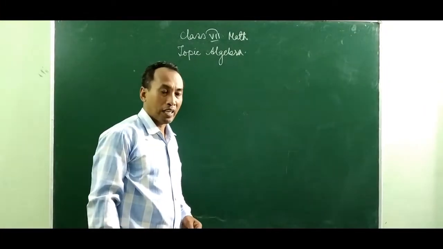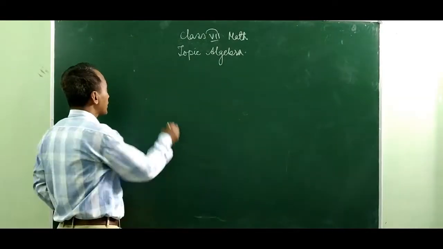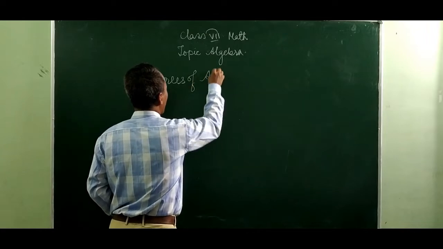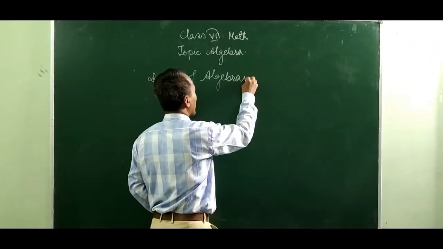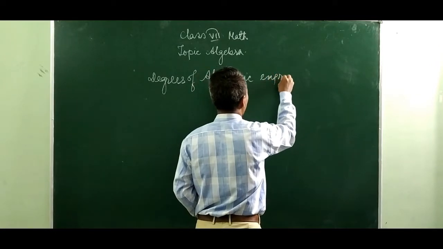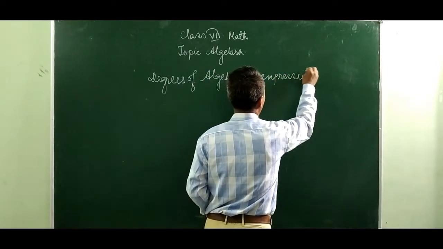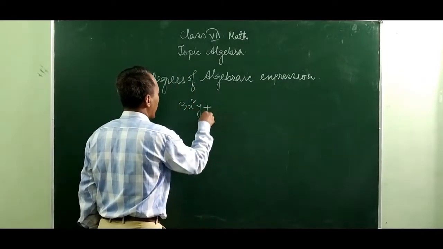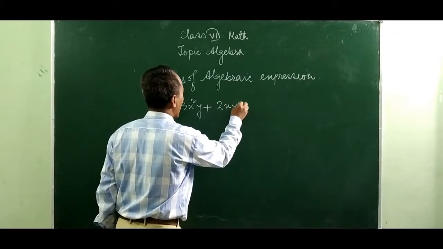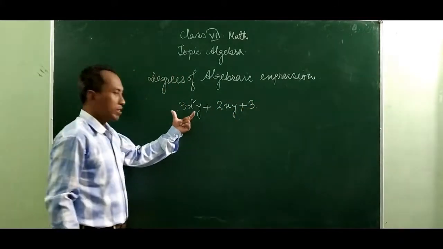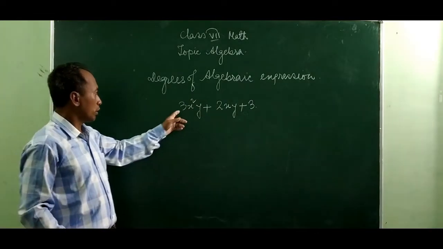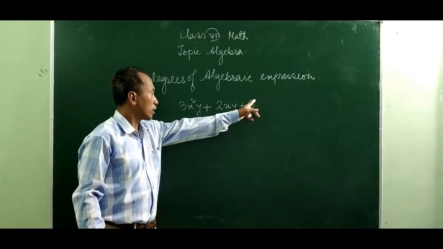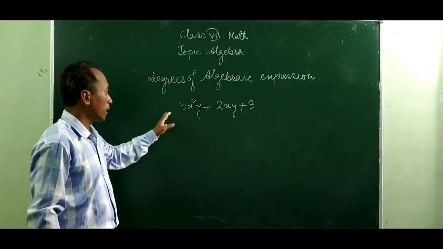Study about algebra, and we are going to study about the degrees of algebraic expression. Three x square y plus 2xy plus 3. Suppose this is a polynomial given to you, 3x square y plus 2xy plus 3. This is a polynomial given to you.